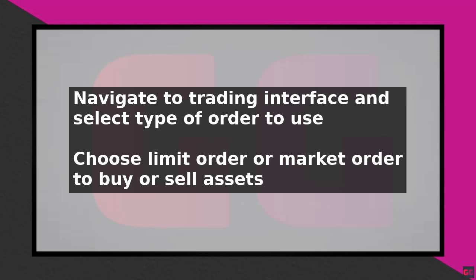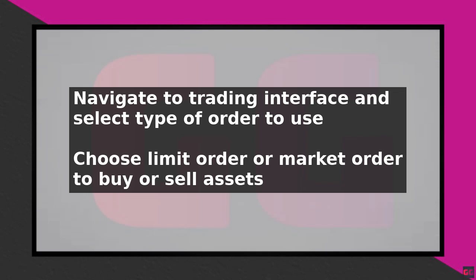To place a trade, select the type of order you want to use, such as a limit order or a market order. A limit order allows you to set a specific price at which you want to buy or sell an asset, while a market order executes the trade at the current market price.